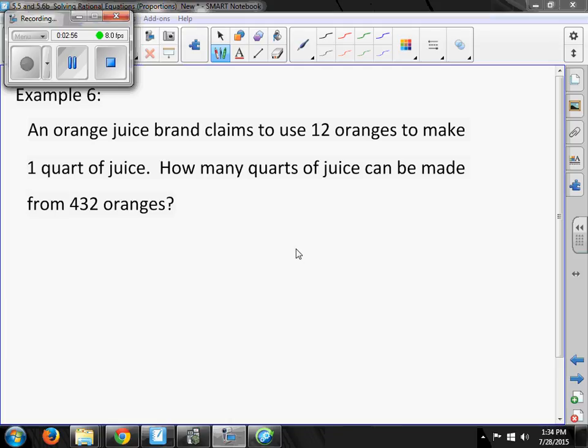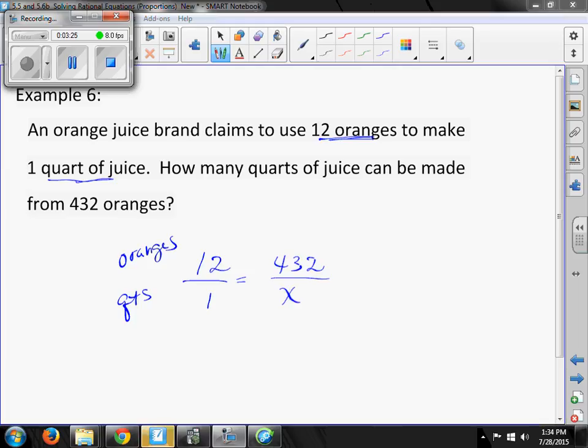Example 6, an orange juice brand claims to use 12 oranges to make 1 quart of juice. So I'll write my first ratio, 12 oranges to make 1 quart, so that I'm writing oranges in the numerator and quarts in the denominator. So I want to be consistent in my second ratio. How many quarts of juice can be made from 432 oranges? So again, I want my oranges in the numerator and my quarts in the denominator. The quarts will be X.